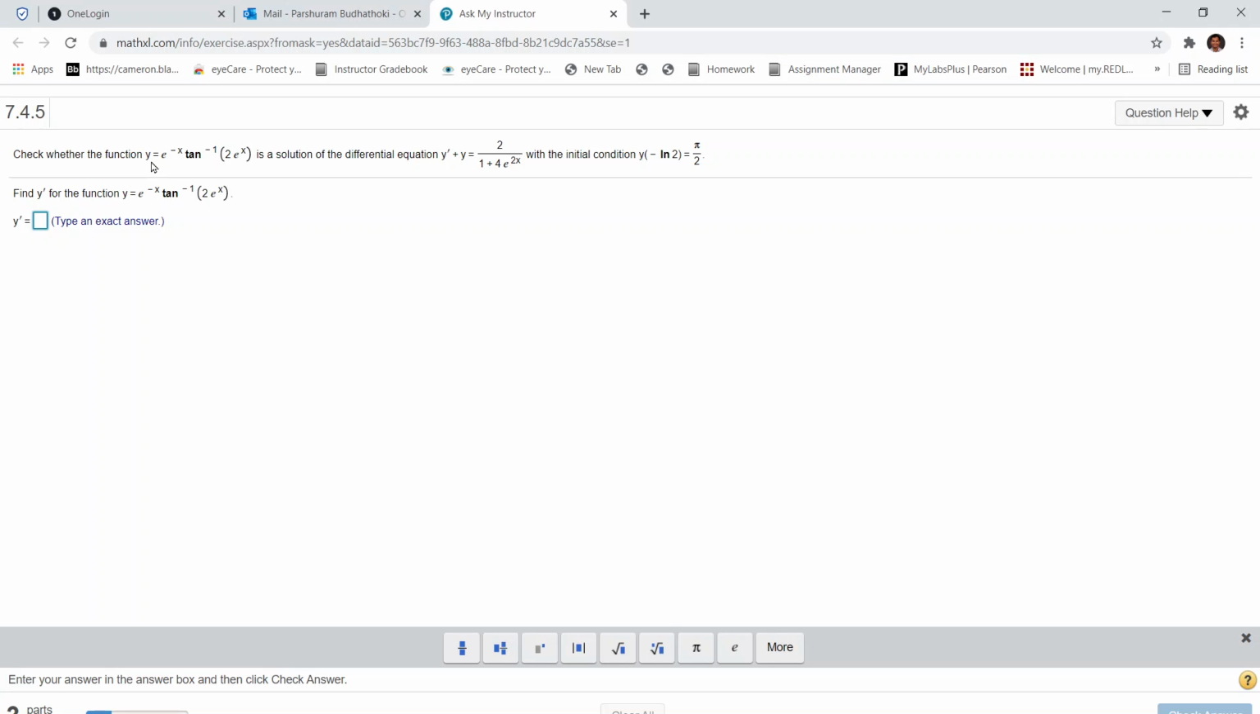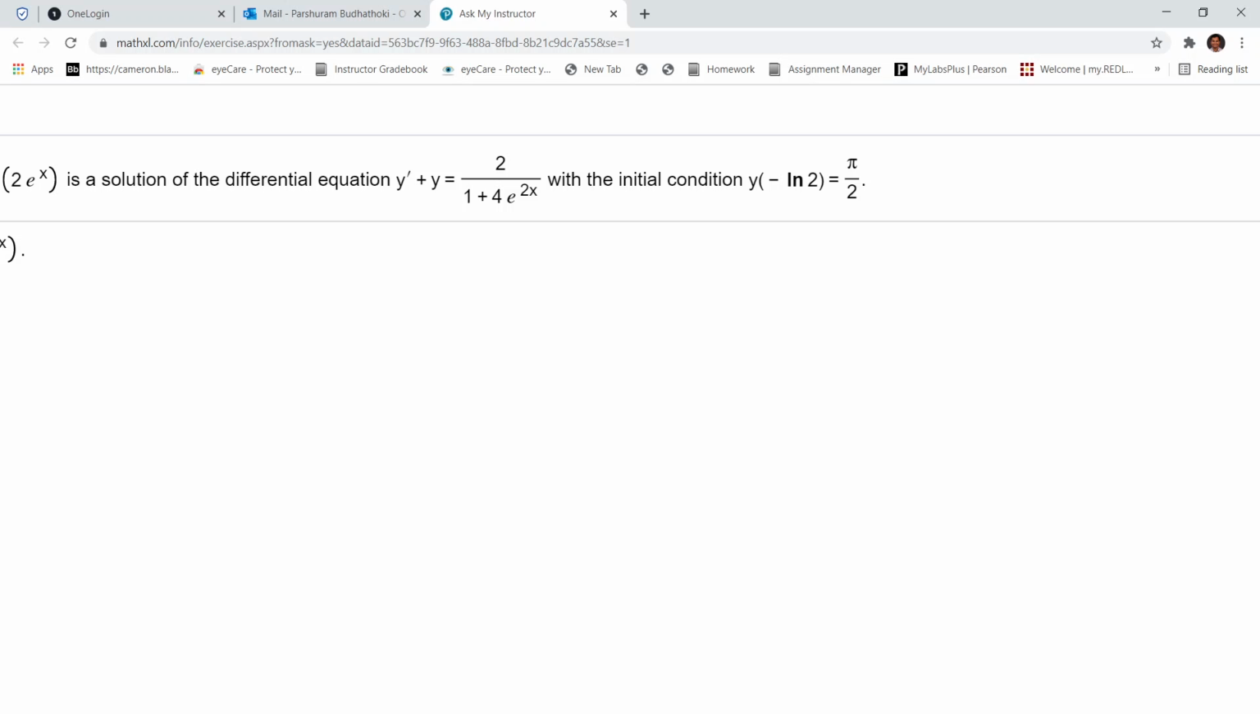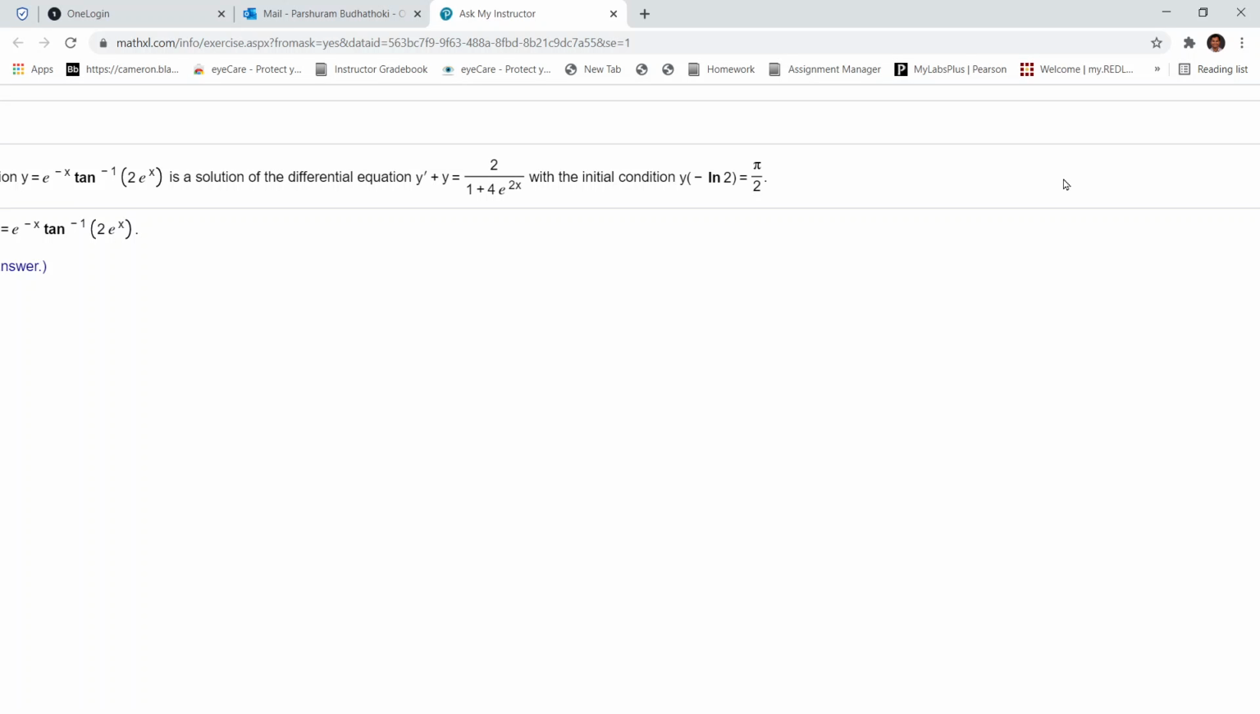Okay, so this is the problem. y is e to the power negative x, tan inverse 2 times e to the power x. We need to check whether this is a solution of this equation or not. To check that, you need to find y prime, and you need to add y prime with y. That should be this part. This y prime means it's a derivative, and then the condition is when you replace x by negative ln2 in y here, that should be pi over 2.